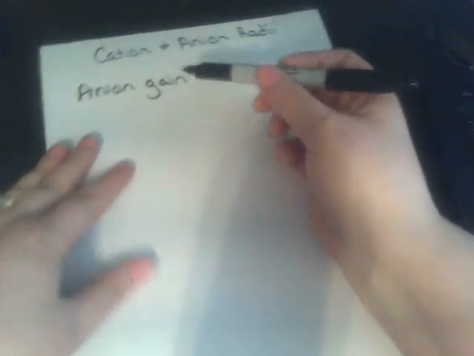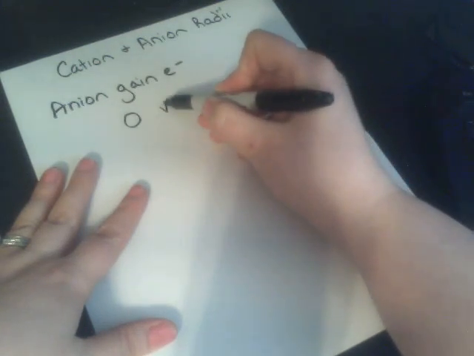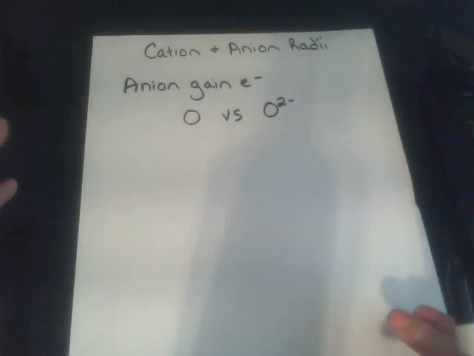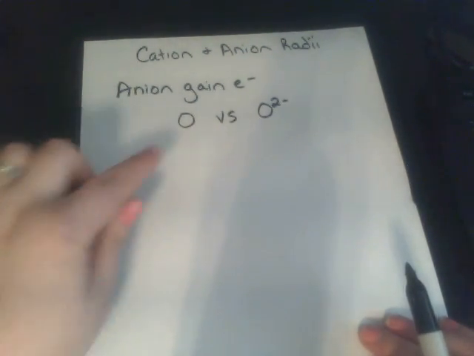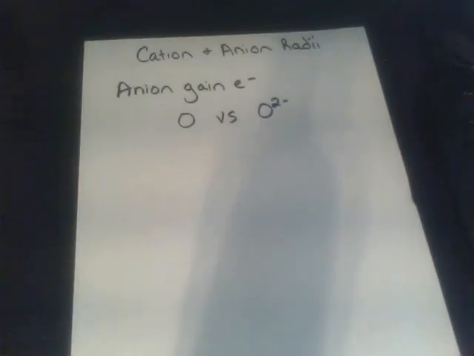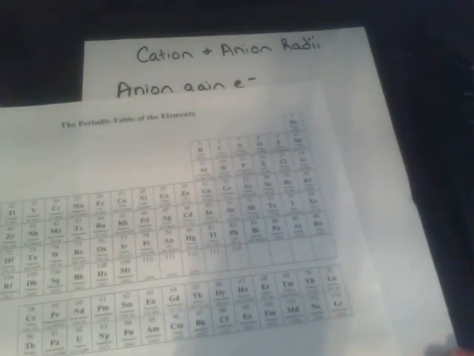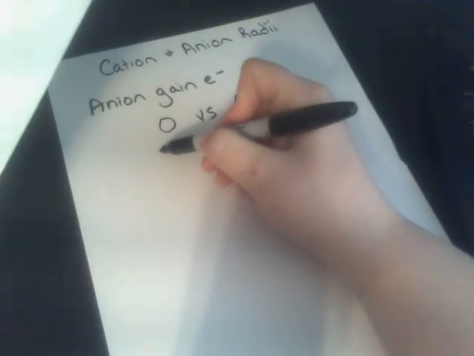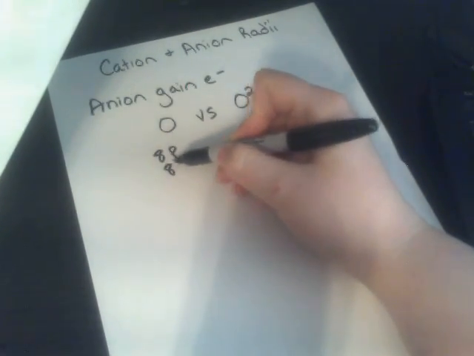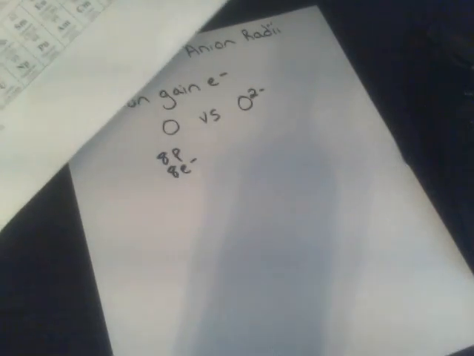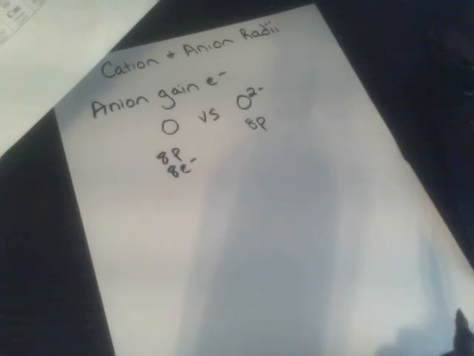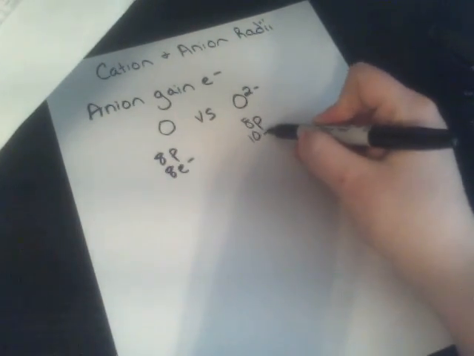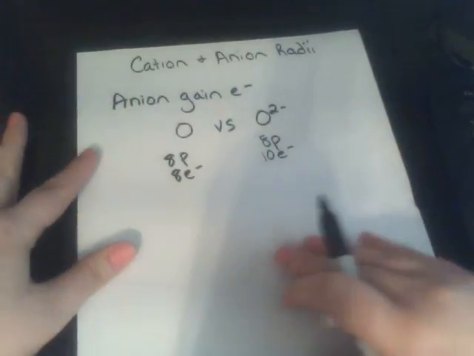So, let's do an example. How about oxygen versus O2 minus. O2 minus is the predicted charge of oxygen. It's oxide. So oxygen has, let's consult our periodic table, 8 protons. So it also has 8 electrons. O2 minus has the same number of protons, but how many electrons does it have? It has 10 electrons.